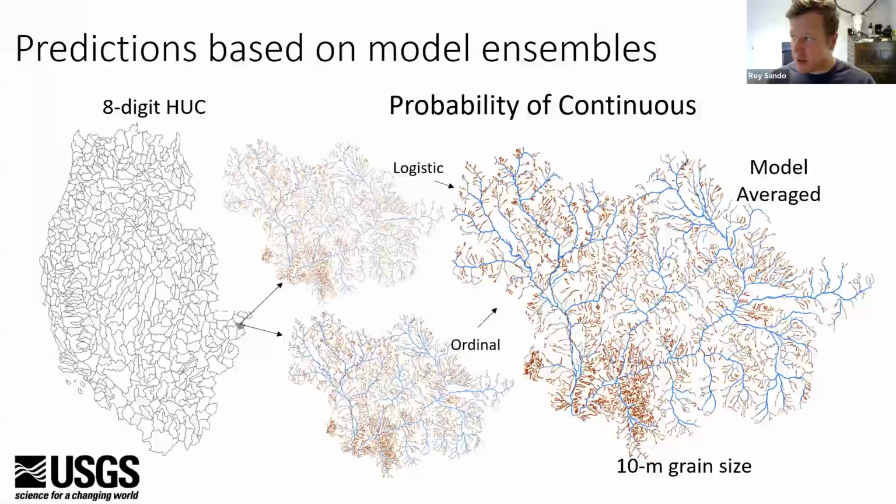Next, predictions based on model ensembles. So again, this is just essentially taking multiple modeling approaches and combining them into a single ensemble and allowing the outputs to contain some information on uncertainty, and an ensemble of those modeling outputs.